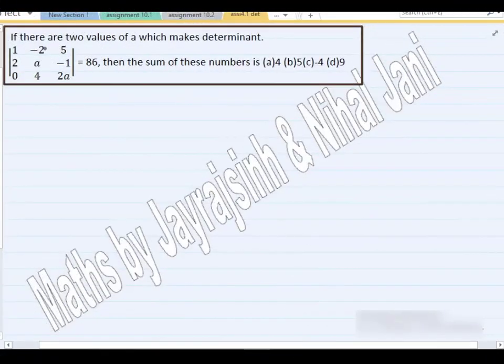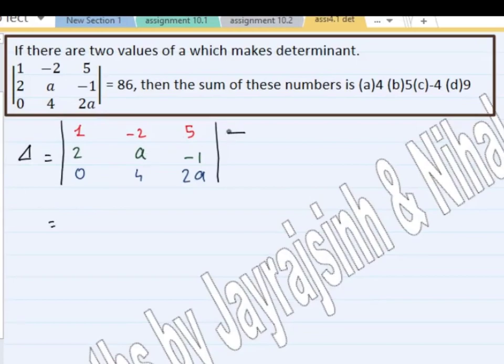Let's see our next question. If there are two values of a which make a determinant equal to 86, then the sum of this determinant is dash. So first of all, you have to find the value of a. So let's get our determinant. Let's assume it is delta. Now we have to expand the determinant with respect to the first row. So let's write down their elements. 1 determinant, then minus 2 determinant, and finally plus 5 determinant.